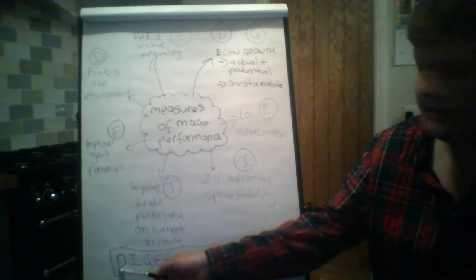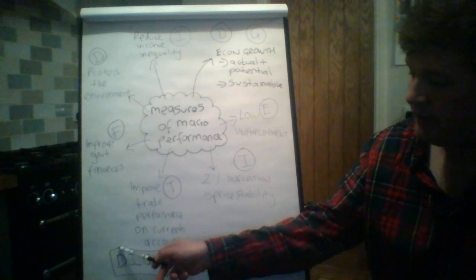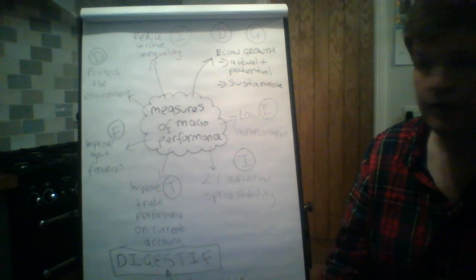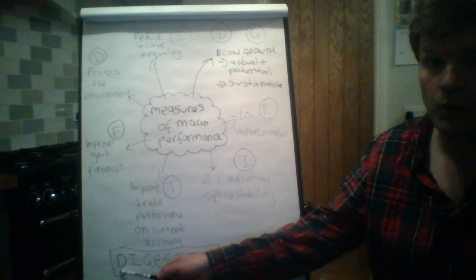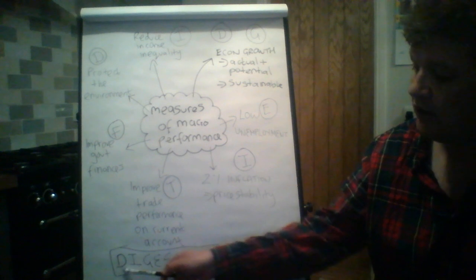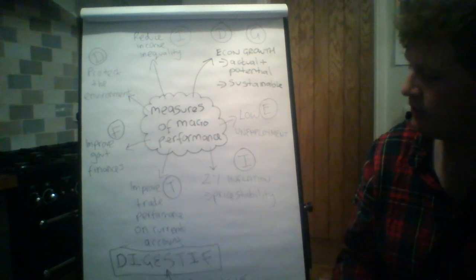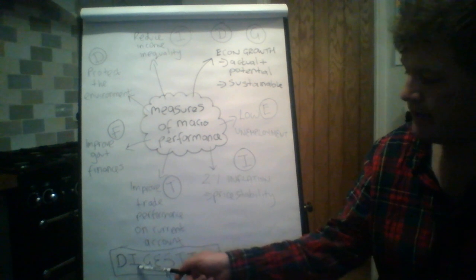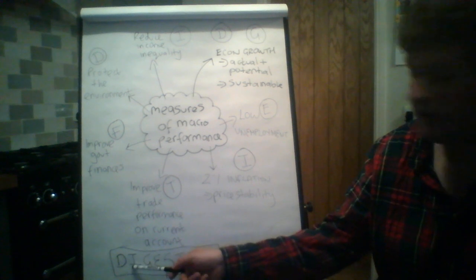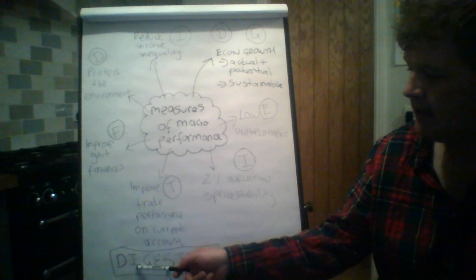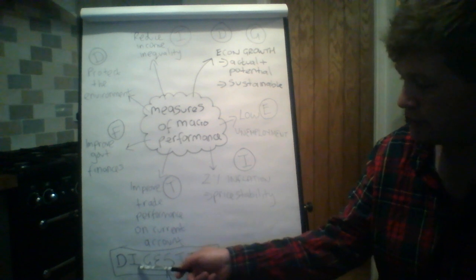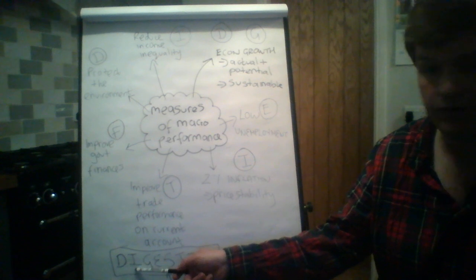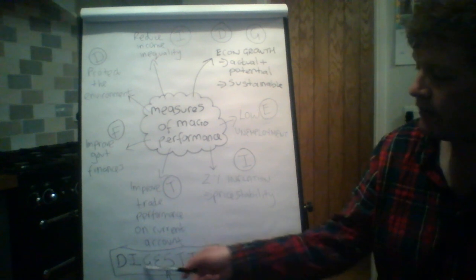D stands for development. Economic development is looking at the living standards across the economy. So the ability of people to meet their wants and needs. We'll look at that in a lot more detail in the second year of the course. I stands for inflation. So remember, inflation is measured by a sustained increase in the general price level. So the retail price index and the consumer price index can be used to calculate the rate of inflation across the economy. G stands for growth.